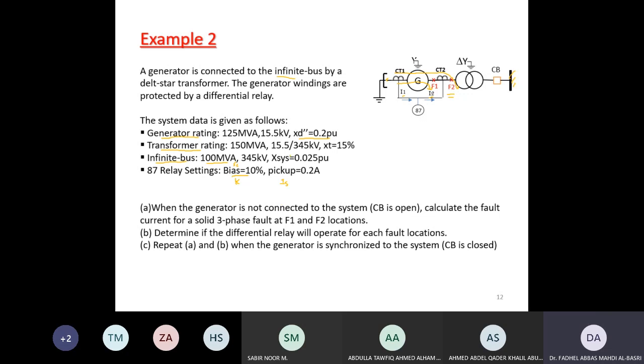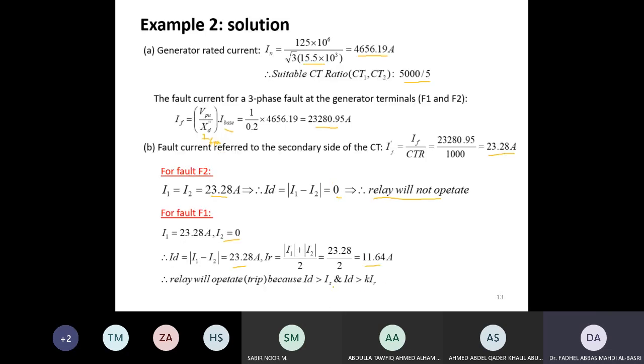IS was 0.2, so this is greater than 0.2. Okay, so this first condition is satisfied. Is it greater than K times IR? K is 10%, and IR is this.